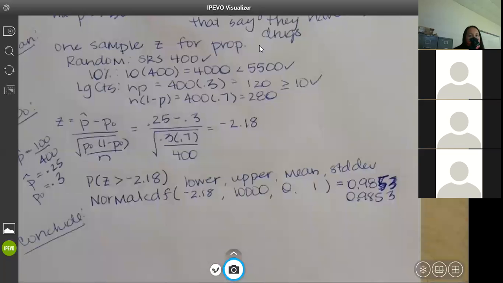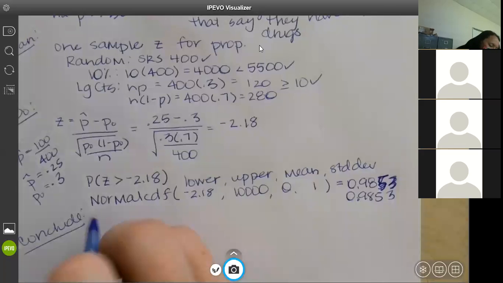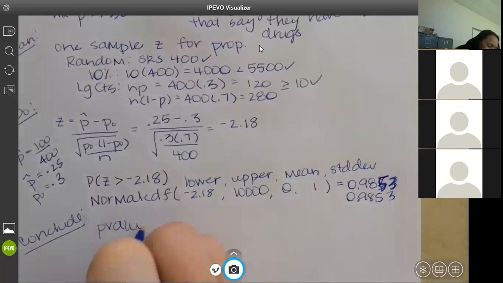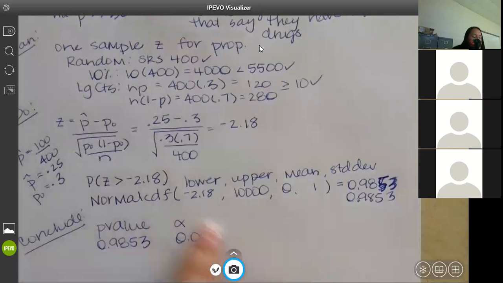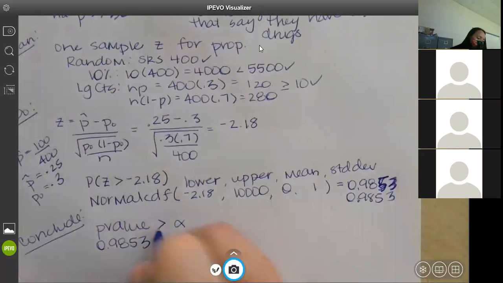Then you're going to conclude. The way we conclude is we test our p-value against our alpha. Our p-value was 0.9853. Our alpha was 0.05. So again, that's where I was talking to you about, we defined alpha. So if you don't do it in the very beginning, it takes place of it. So don't freak out if you miss it somewhere. I'll make it so that you get it in there somehow. We know that our p-value is greater than alpha.